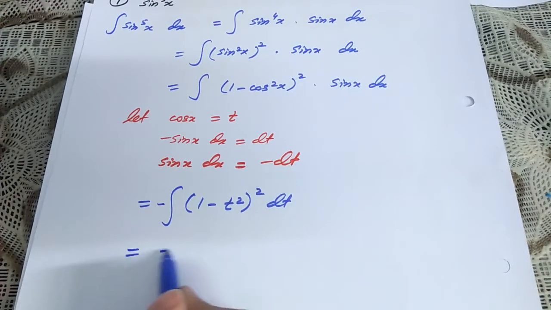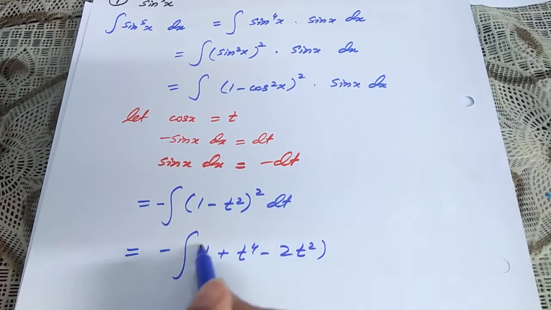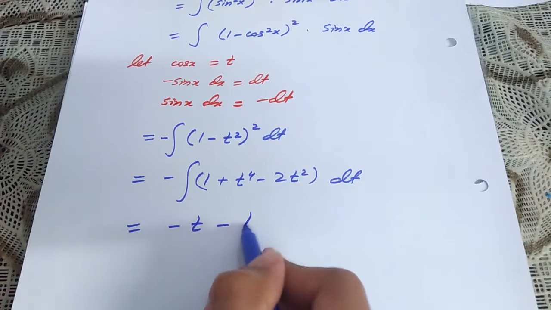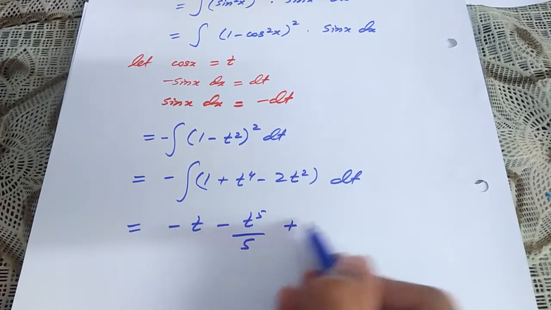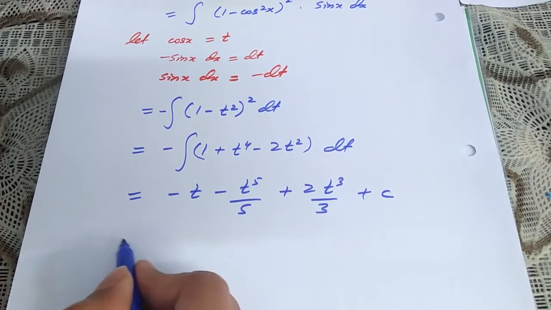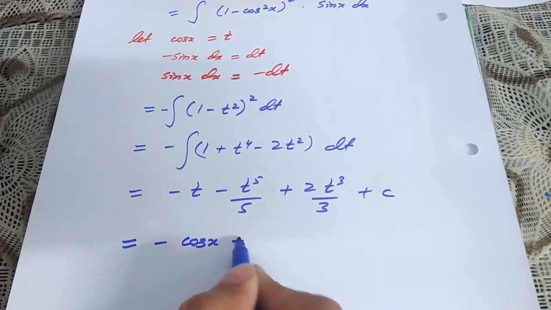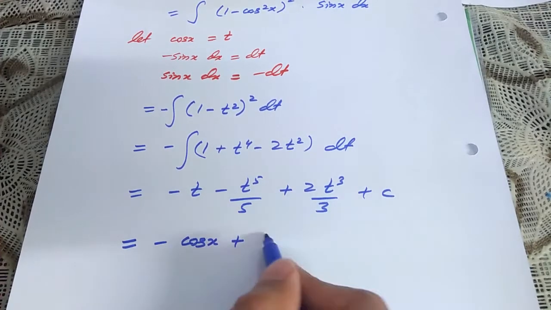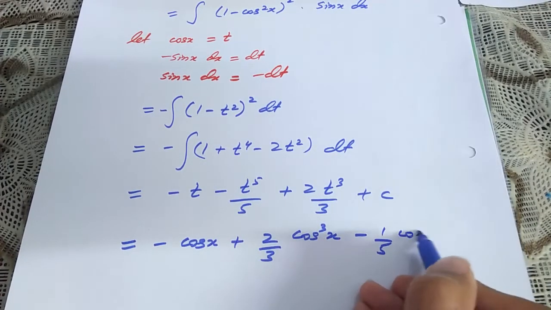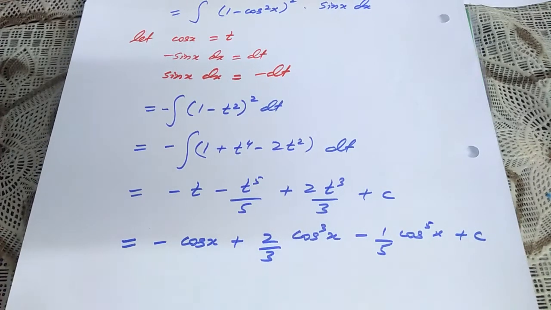Now open this square, will get negative, this is 1 plus t raised to power 4 minus 2t square into dt. Now simply integrate it, we will get negative t minus t raised to power 5 over 5 plus 2t cube over 3 plus constant of integration. Now our t was cos of x, so replace this t with the cos function. We will get minus cos of x plus 2 over 3 cos cube of x minus 1 over 5 cos 5 of x plus constant of integration. So this is the answer for question number 1.